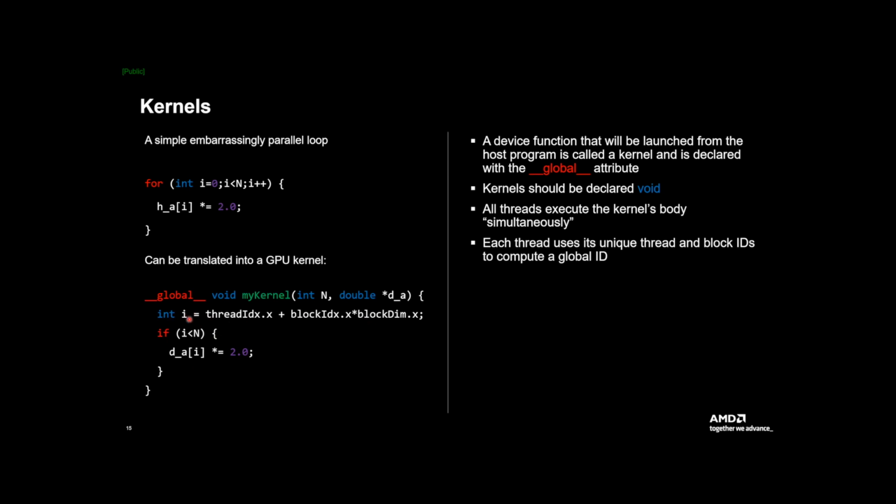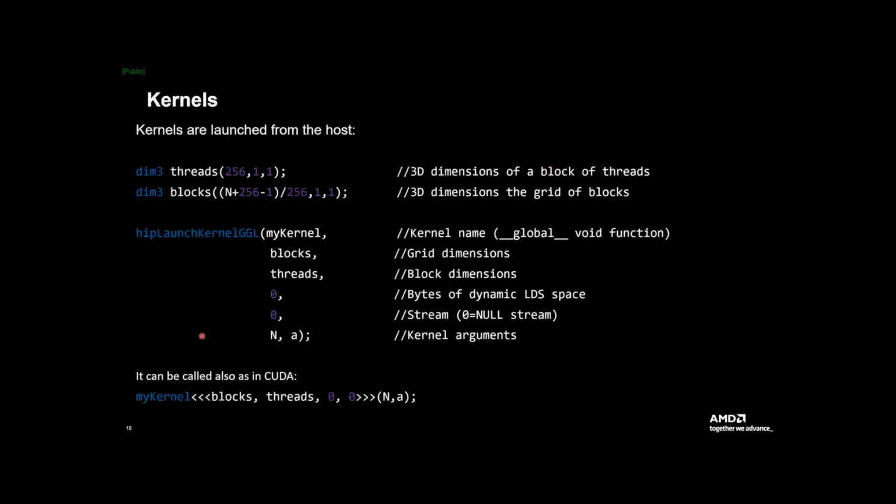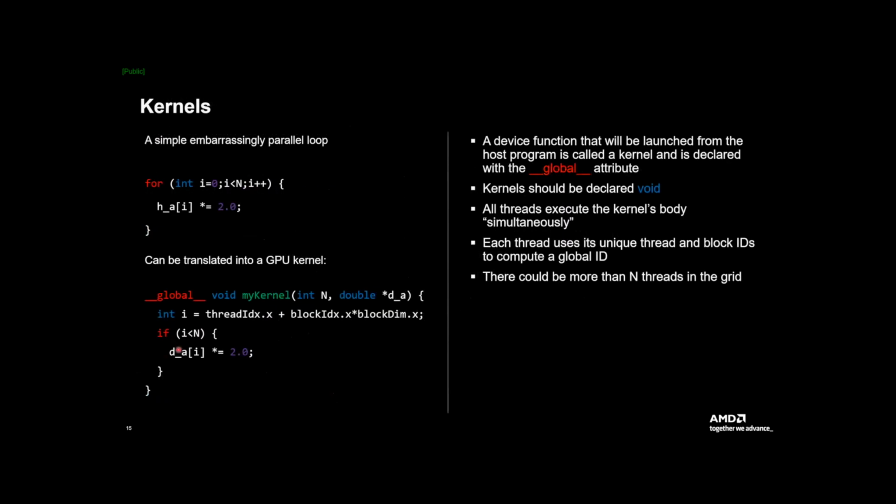So each one is unique, and there could be more than n threads in the grid, of course. This one is not declared here. This is the in device declared in memory, and now it multiplies this by 2. So this parallel loop in the CPU is converted to this in the GPU.